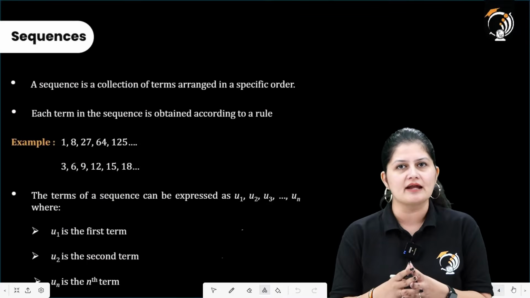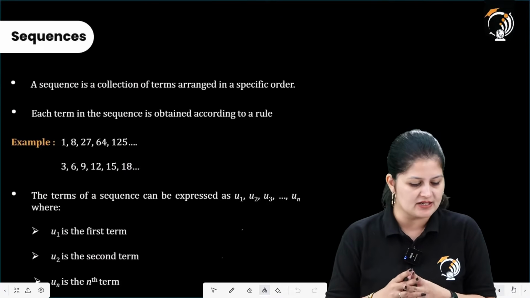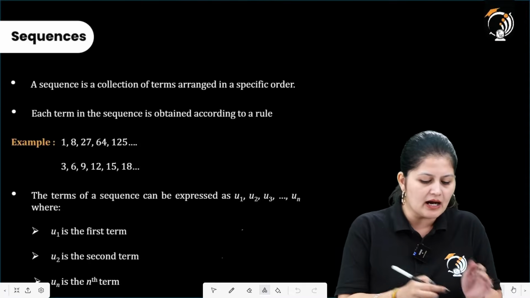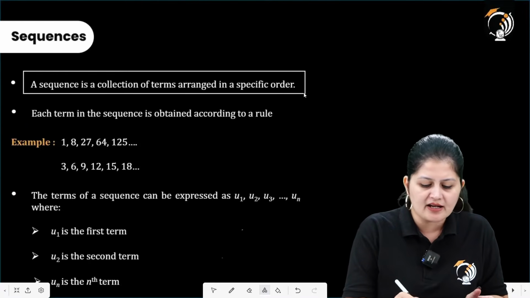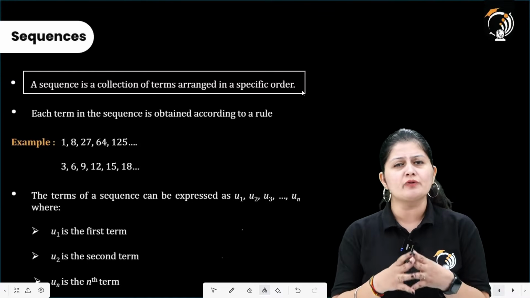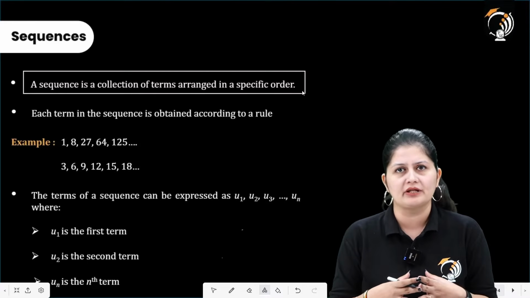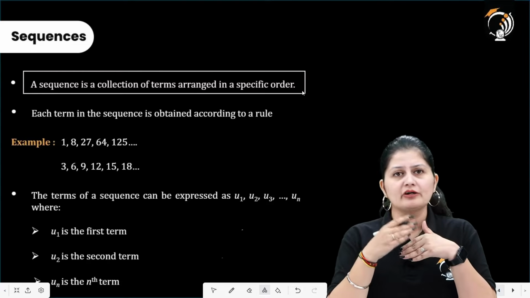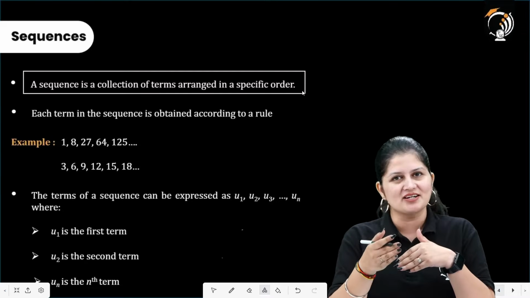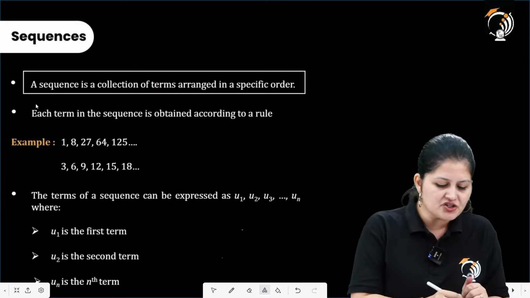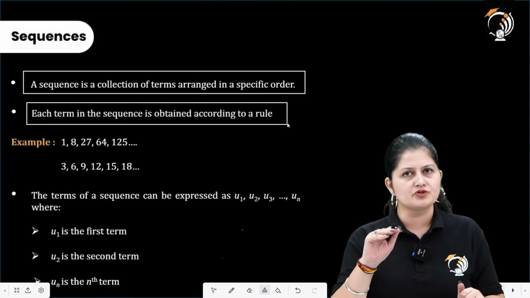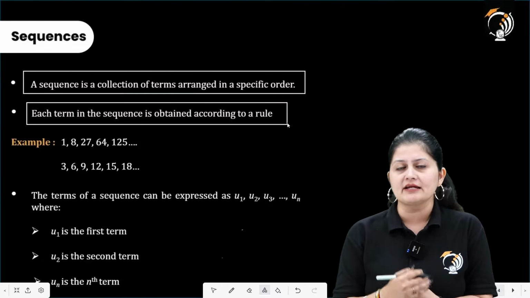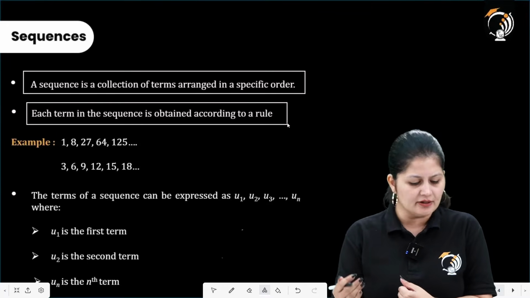Firstly, we need to understand what is actually a sequence. The definition of a sequence is a collection of terms arranged in a specific order. So we need to understand what the order being followed is. A sequence is a pattern, a collection of terms arranged in a specific order. Each term in the sequence is obtained according to a rule. So there is going to be a defined rule whenever we talk about finding the next term in any particular sequence.